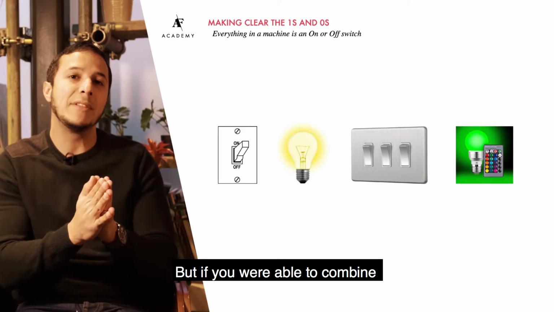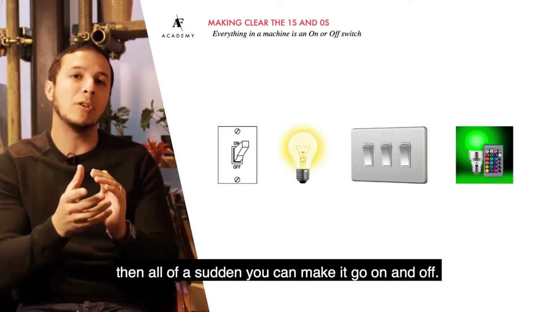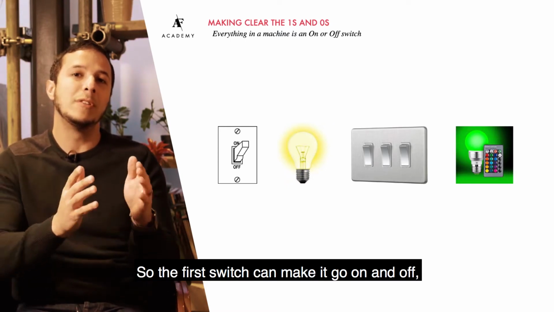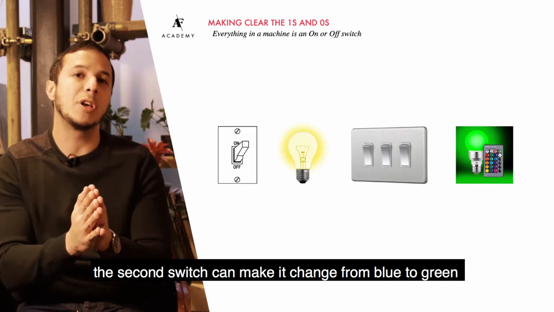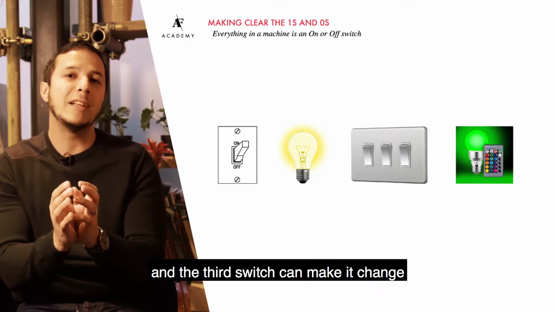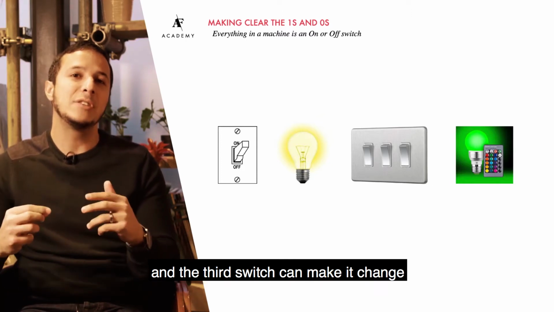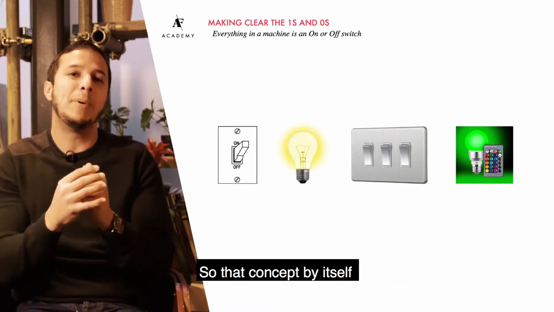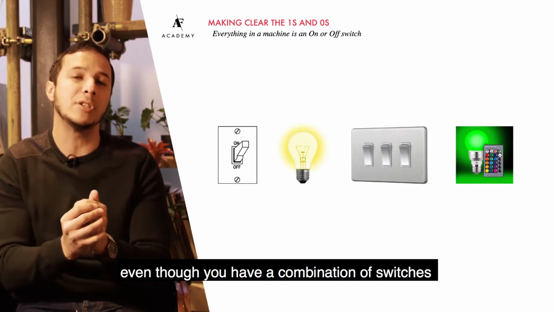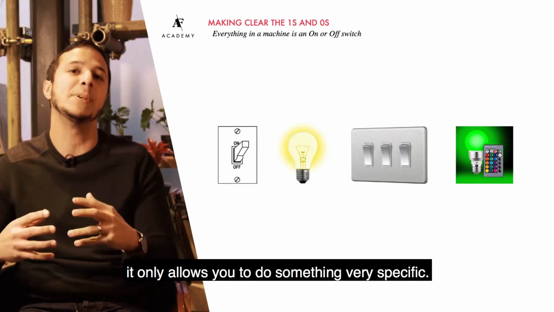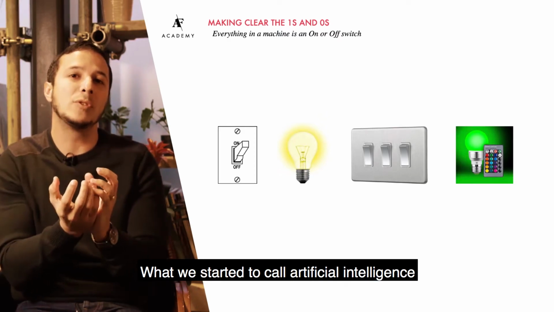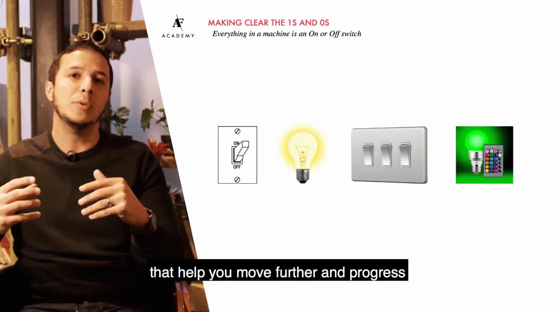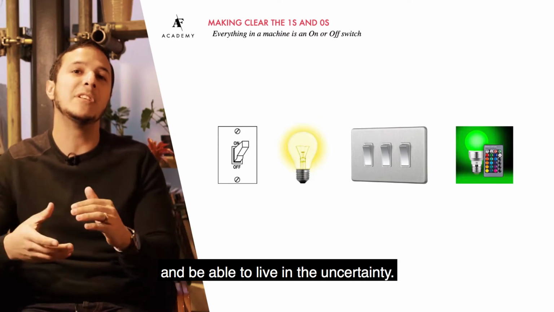But if you were able to combine 3 different switches on the same light bulb, then all of a sudden you can make it go on and off, or you can even make it change color. The first switch can make it go on and off. The second switch can make it change from blue to green. And the third switch can make it change from green to something else, like yellow. That concept by itself, even though you have a combination of switches, only allows you to do something very specific. What we started to call artificial intelligence is a layer on top of those zeros and ones that helps you move further and progress and be able to live in the uncertainty.